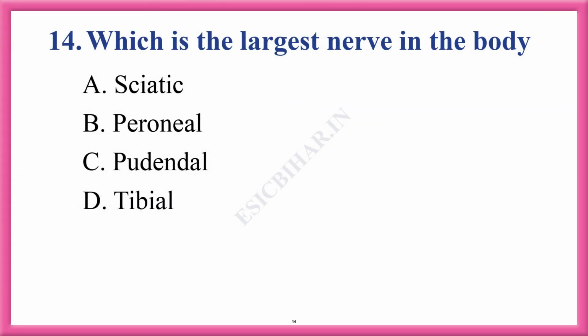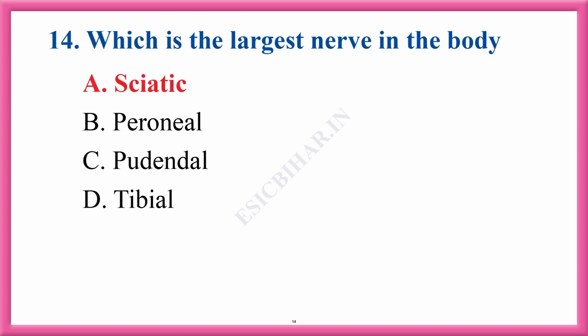Question 14. Which is the largest nerve in the body? A. Sciatic, B. Peroneal, C. Pudendal, D. Tibial. And the answer is A. Sciatic.